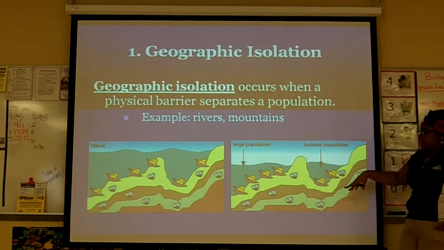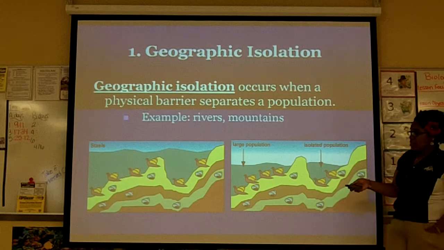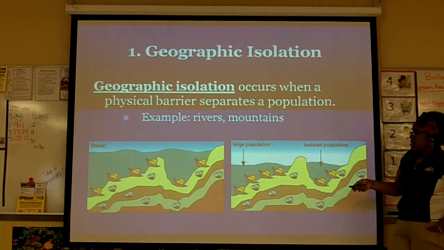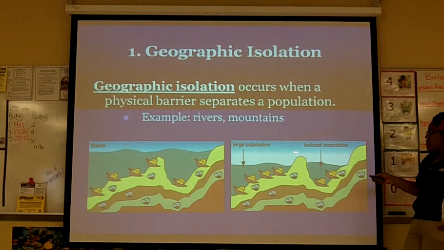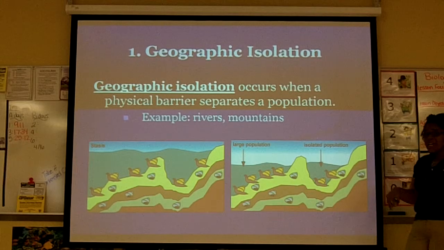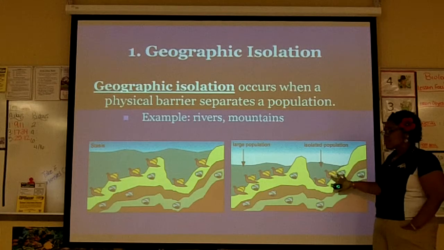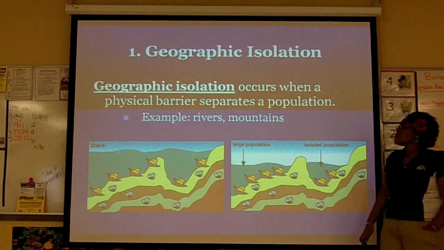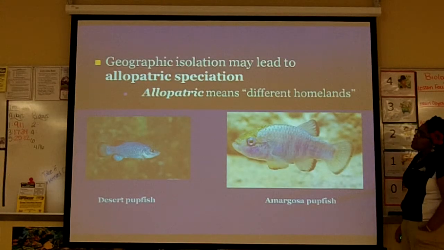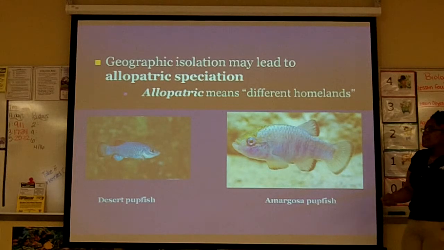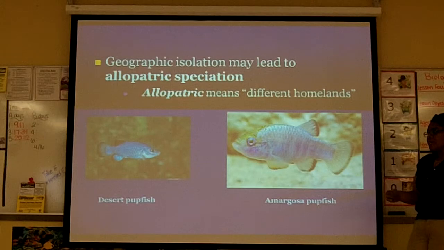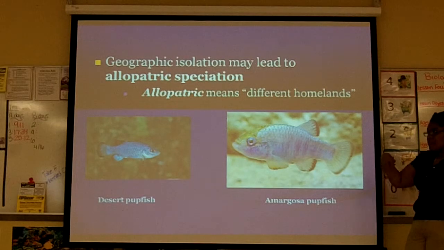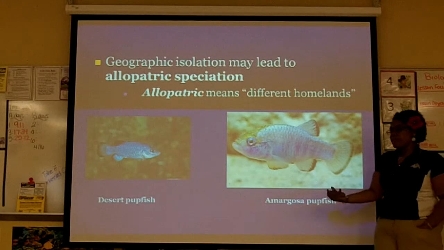I have these pictures here, and we're going with snails. Over here we have these individuals, and then these individuals here. This is a larger population, but this is an isolated population. Over time, over several generations, this might become a new species. And this geographic isolation can lead to allopatric speciation, allopatric meaning different homeland. So, creation of a new species because you live in different areas.